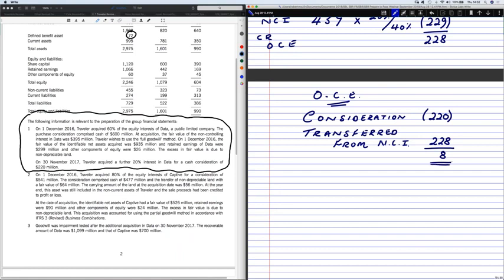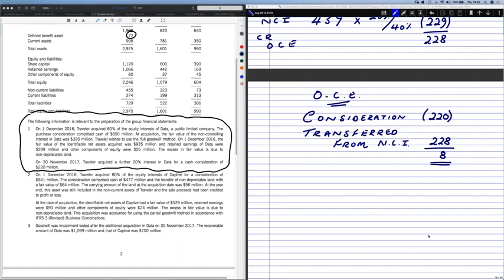Okay, now this is all occurring within OCE, not retained earnings, but within OCE. And my question now, please, to everyone, is this: how are you wanting to describe this figure of 8? What do you want to call it? Because this is where we are going to get good marks in the exam for this sort of thing.